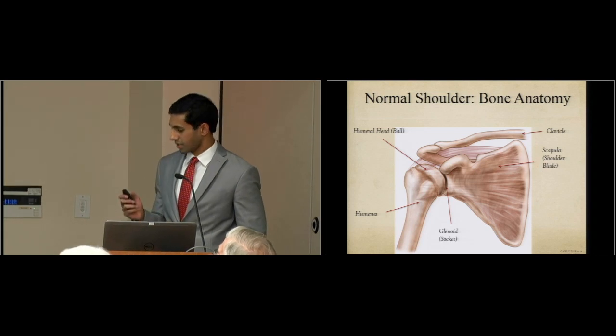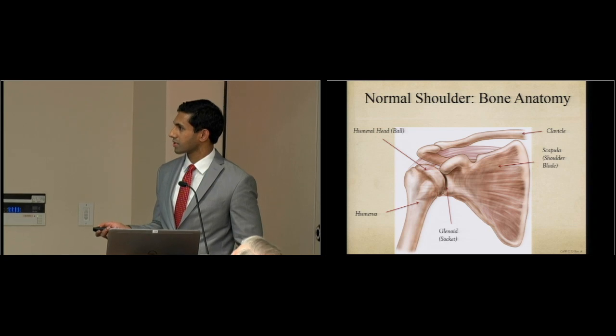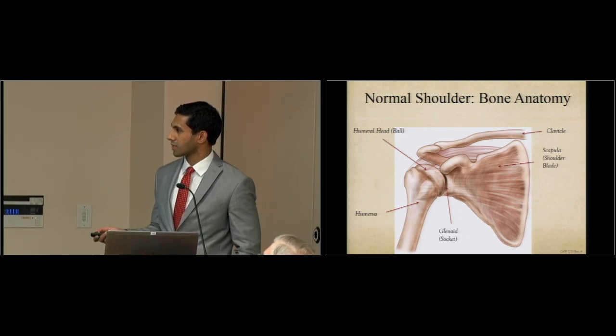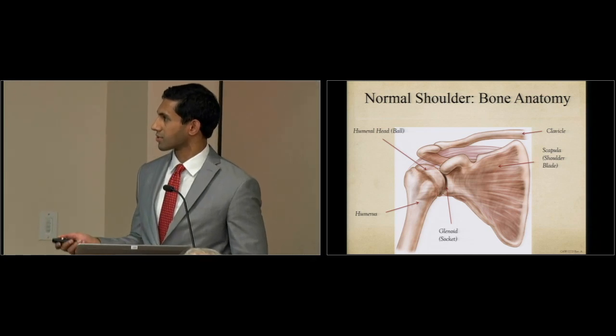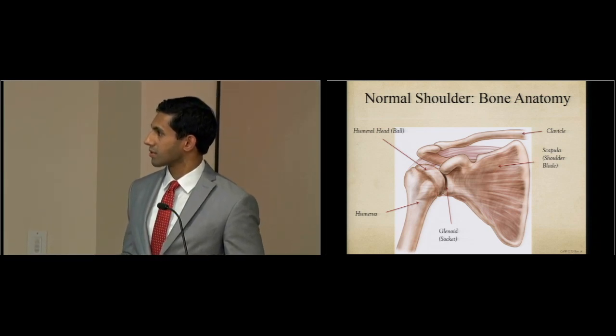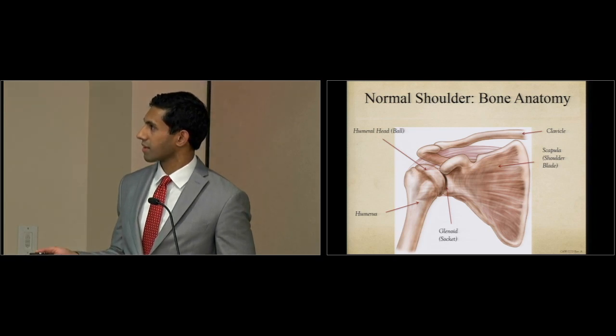Just a brief look at the anatomy of the shoulder. Here we have the ball and the socket. The ball is really the top of the humerus, which is the upper arm bone. And then we have the shoulder blade, the scapula here, which is really in the back. The glenoid here, which is the socket, articulates with the humeral head here. In addition, in the shoulder, we have the clavicle, which is the collarbone, and a piece of the acromion, which is part of the scapula, the shoulder blade.